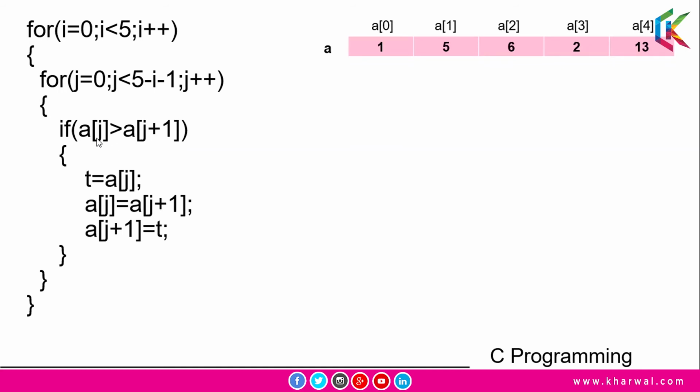So a of 2 greater than a of 3, and this is true, so these values will be swapped. So after swapping, the elements of array A will be like this. And after that, j plus plus will be executed. So the value of j will be 3 and 3 less than 3. Now this condition becomes false and control will come out from this for loop of j, and after that i plus plus will be executed.